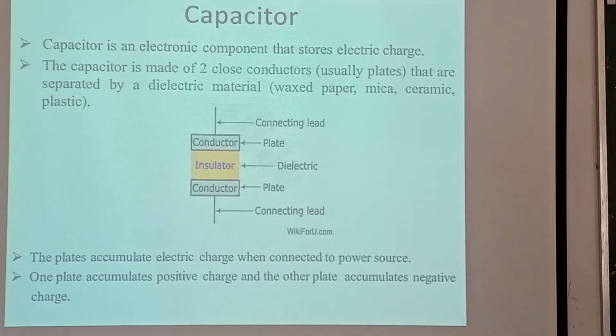The capacitor is made up of two closed conductors, usually plates, that are separated by a dielectric material. Examples are wax paper, mica, ceramic, plastics. The plates accumulate electric charge when connected to power sources. These two connections are connected to the power source. One plate accumulates positive charge and the other plate accumulates negative charge. If this plate accumulates positive charge, then this plate accumulates negative charge, and vice versa.